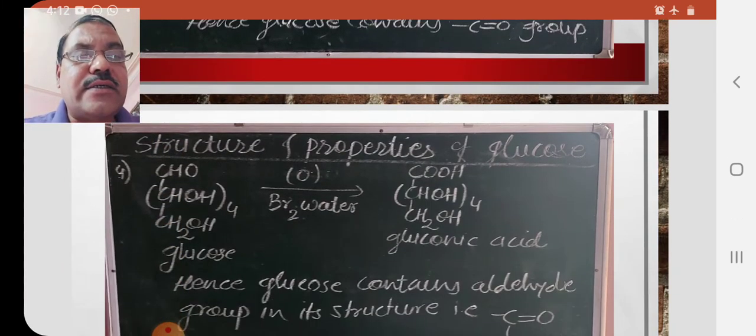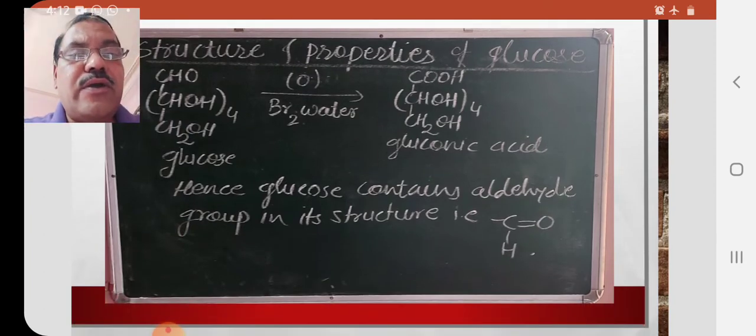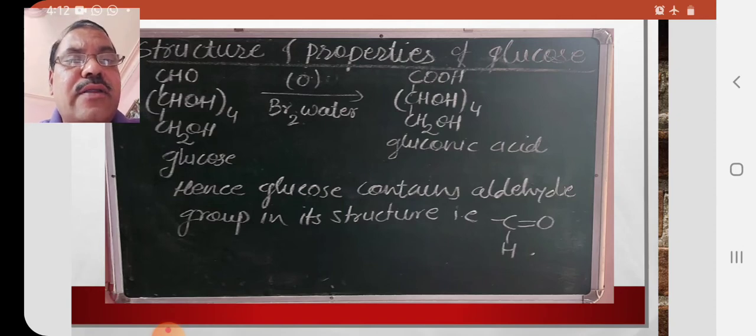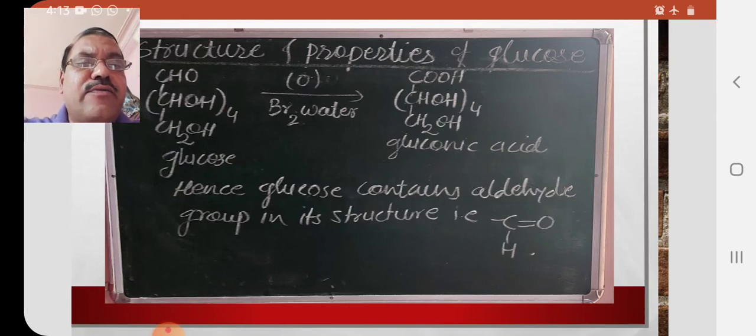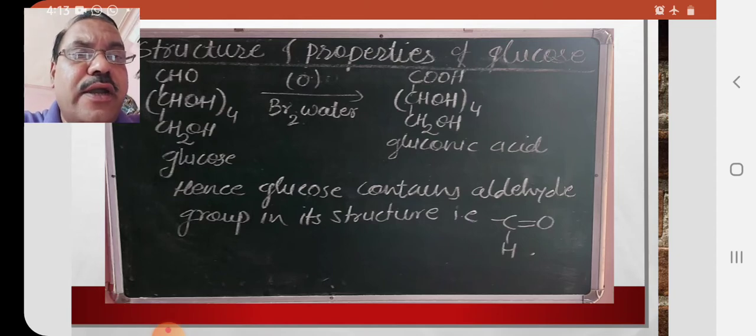Now in the next property, when glucose is oxidized by using bromine water, this CHO group is converted into COOH group. Bromine is a mild oxidizing agent, therefore it oxidizes only the carbonyl group, and this CHO group is converted into COOH group, that is gluconic acid is formed. So by this reaction, we can say that glucose contains an aldehyde, that is CHO group. This test is not positive for ketone.